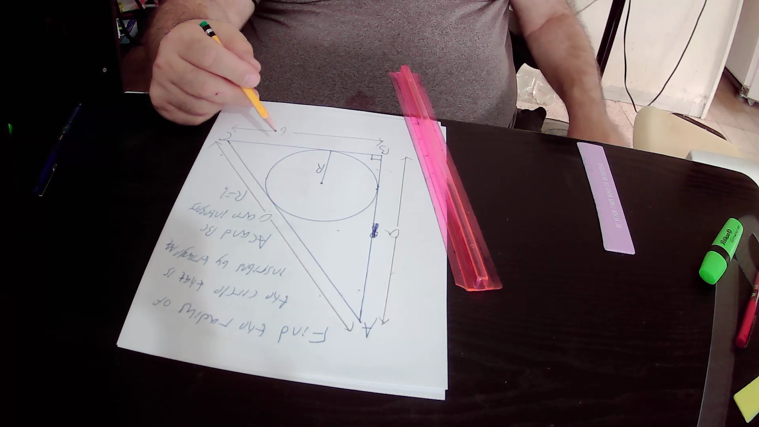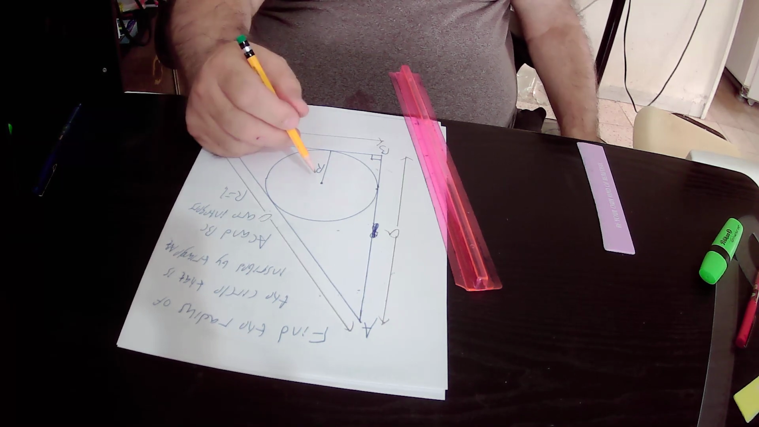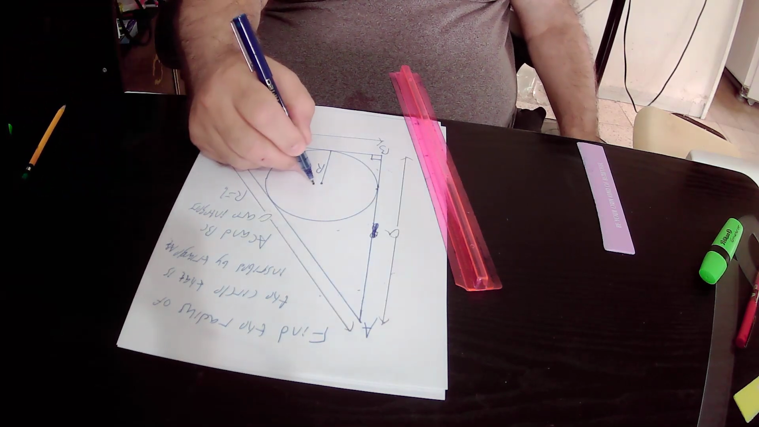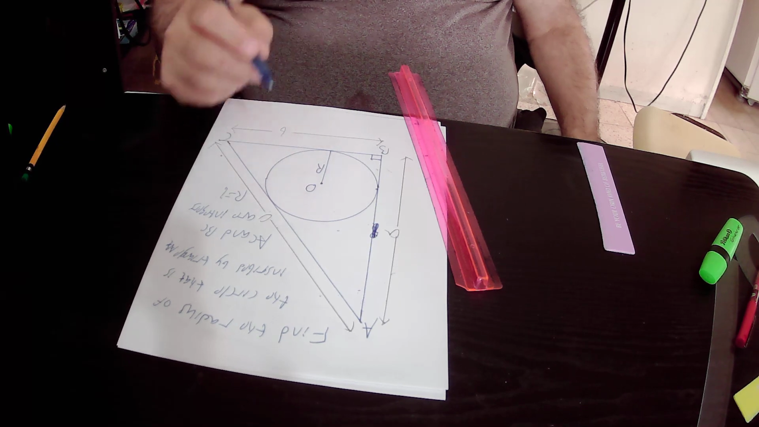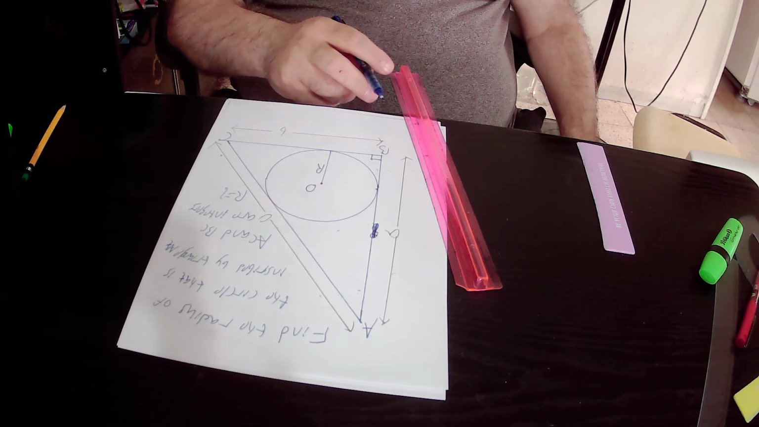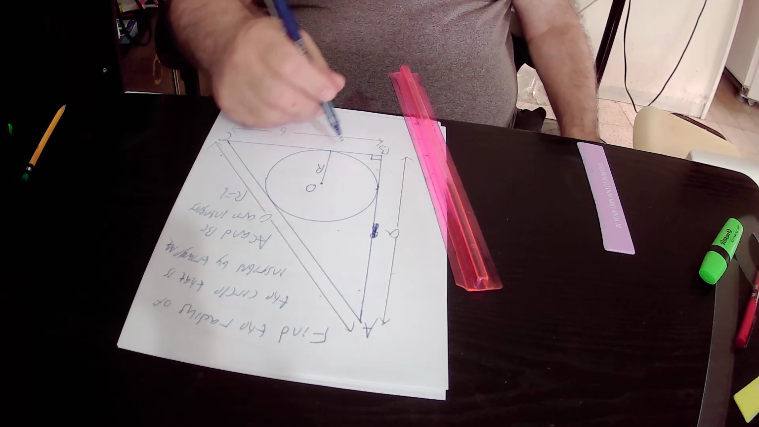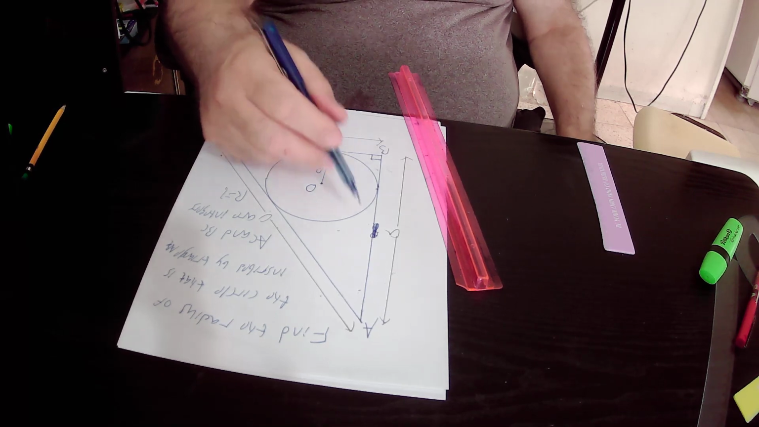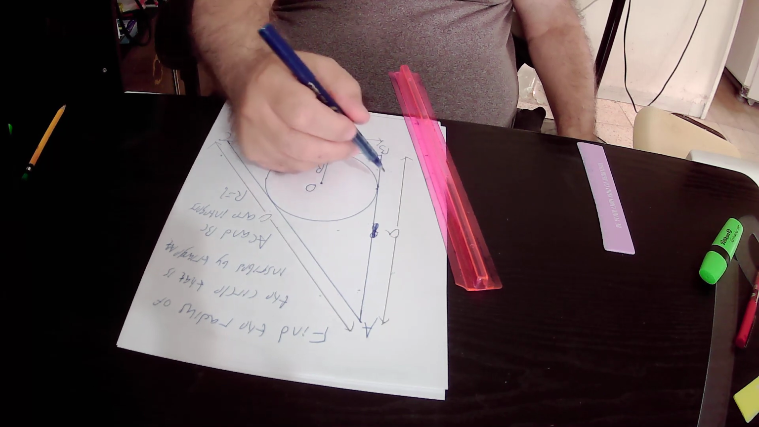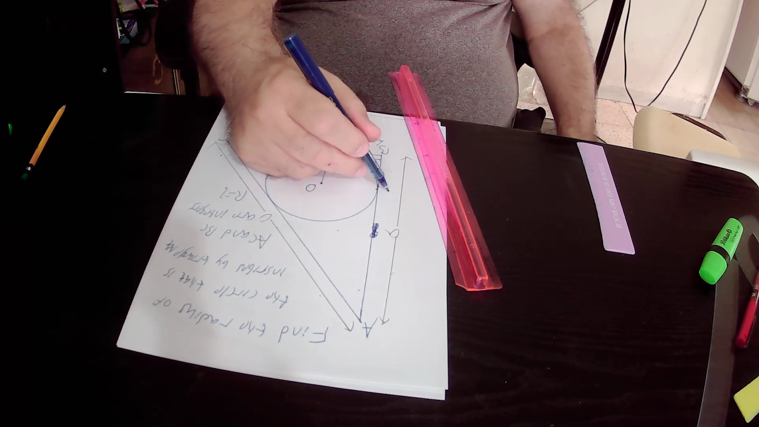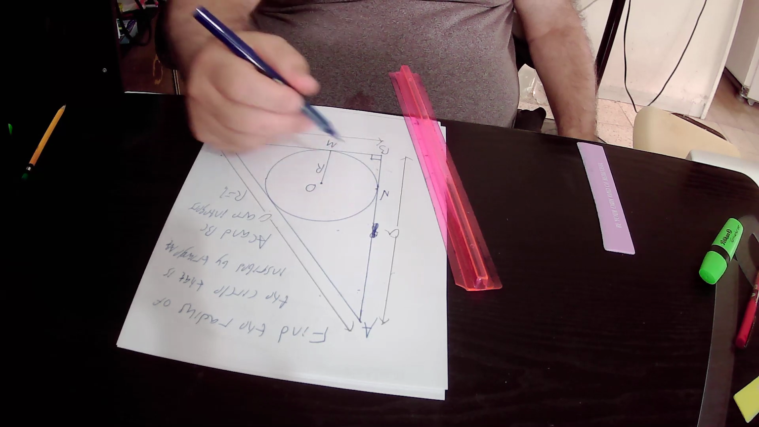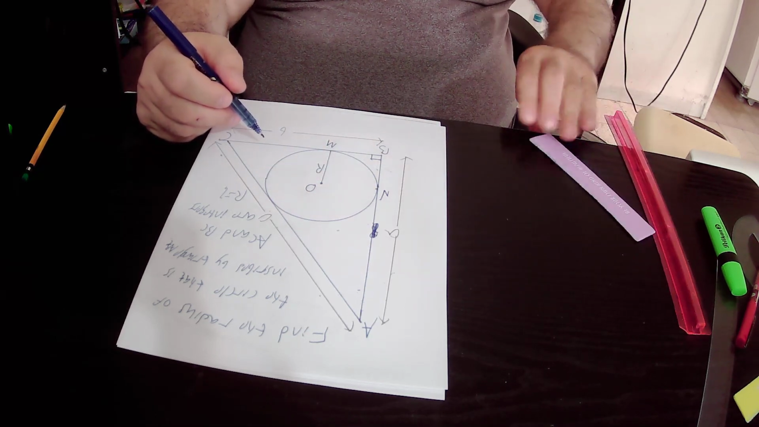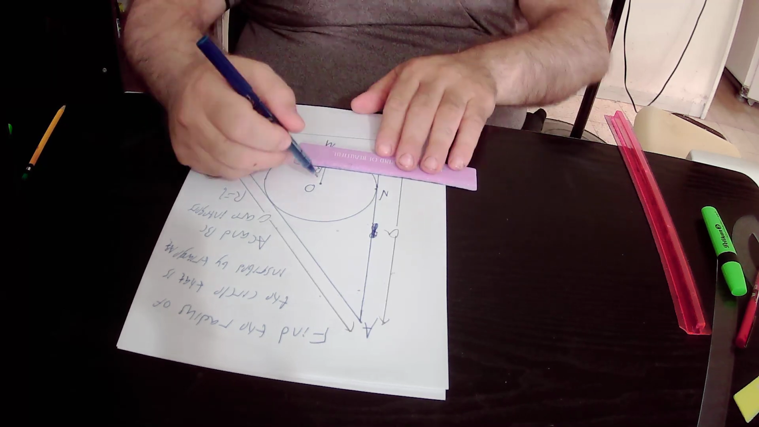Okay, so we define the center of this circle as O. We define the point of tangency of tangent BC with this circle as M. We define the point of tangency of tangent AB with this circle as N. In the next step, we join points N and O together by a straight line.